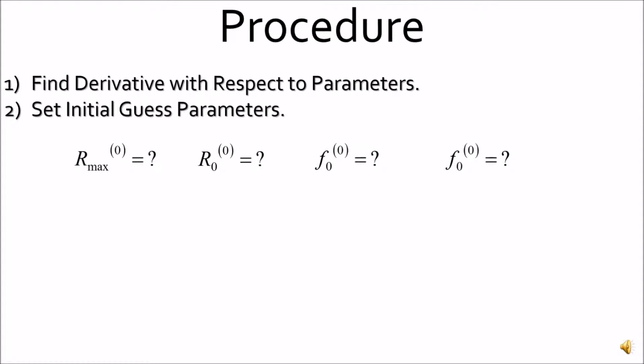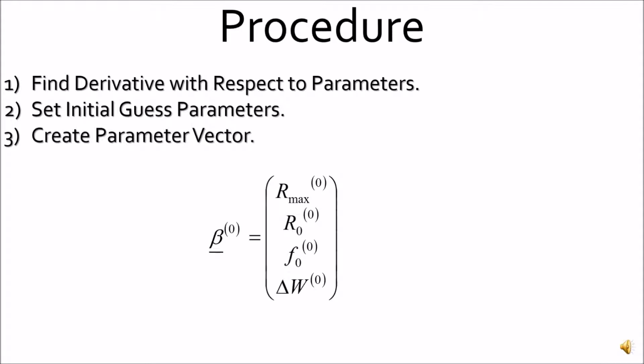The next step is to come up with some initial guess parameters for each of the parameters which we're going to be fitting. We indicate that these are our first guesses with the superscript 0 here, and how we'll do that we'll come to in the video. The next step is very simple. We just take each of these guess parameters and put them into a column vector, which we label beta.